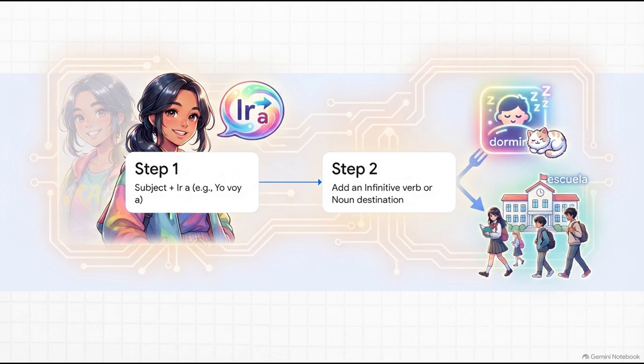Now for step 2. To complete the circuit, you simply plug in either an infinitive verb, which is just an action word in its original unchanged form like dormir, to sleep, or you can plug in a noun, like a destination. Think la escuela, the school. And that's it. That is the entire formula.